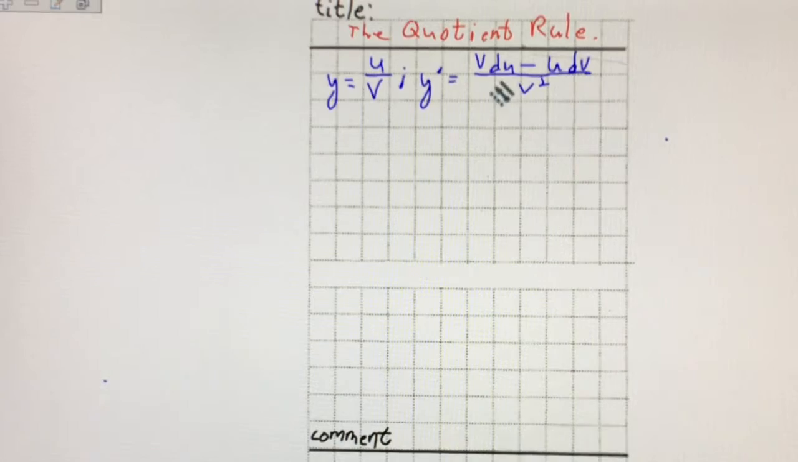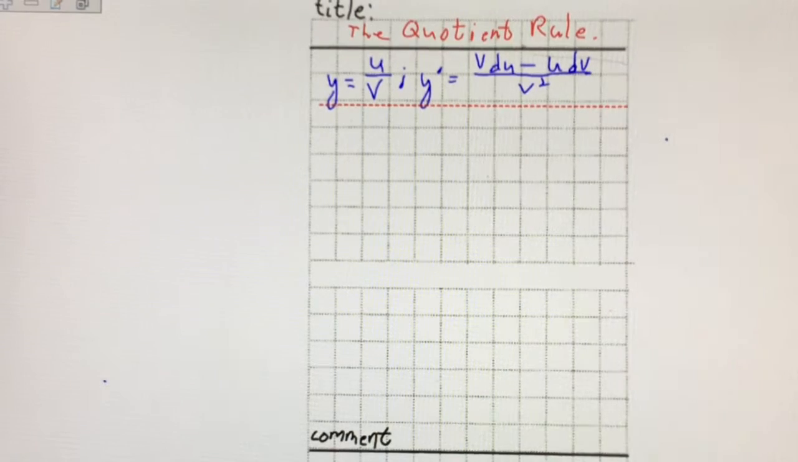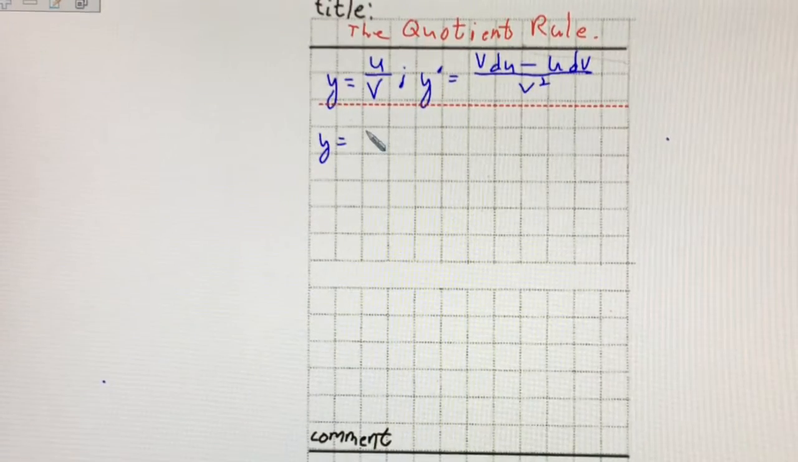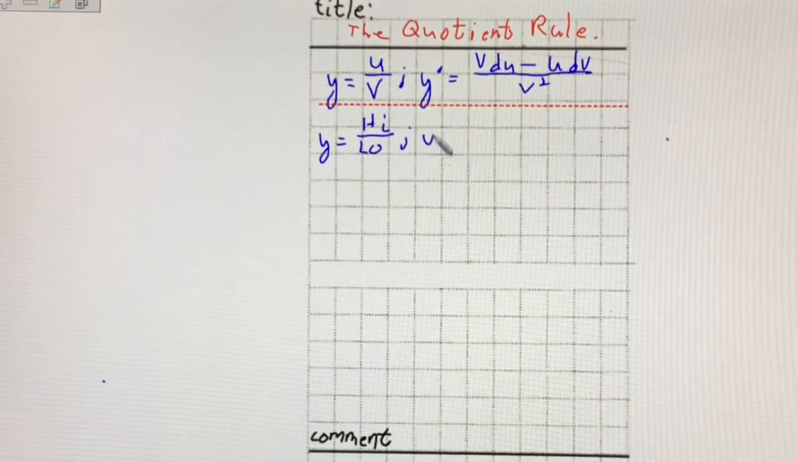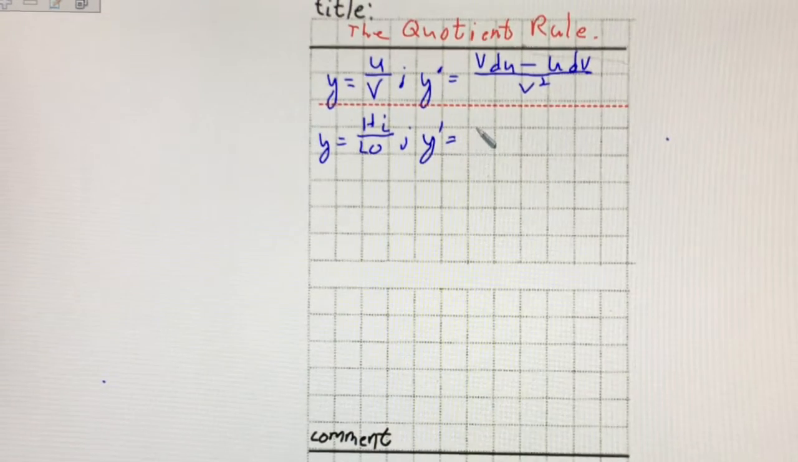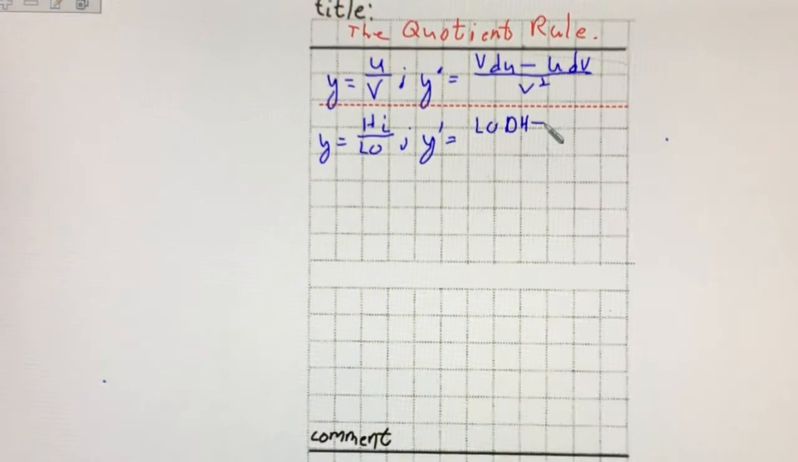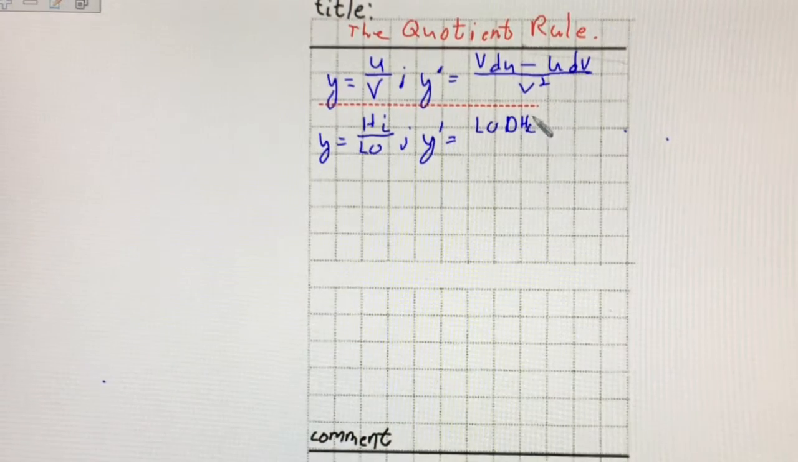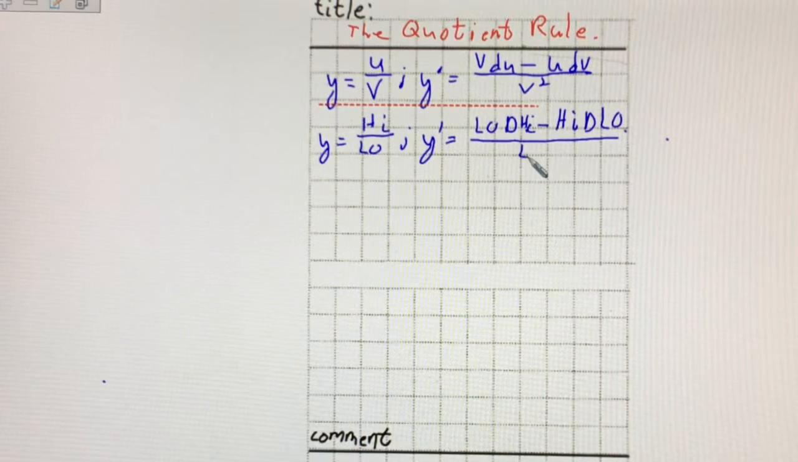If I use the terms high and low instead of U and V, so if I have an item on top, I'll call that the high item, and I have an item on the bottom, I'll call that the low item. Then the derivative is going to be Y prime equals low D high minus high D low. I draw a line and then I square the low.